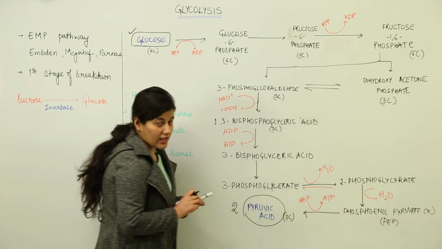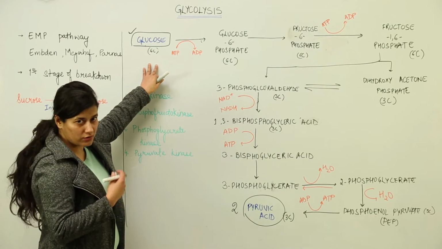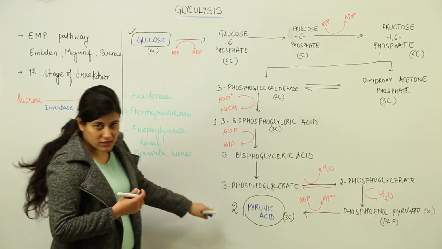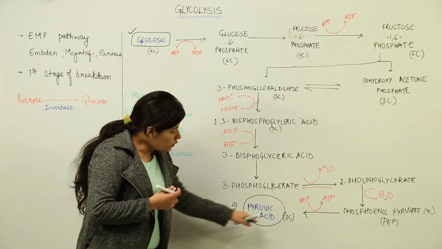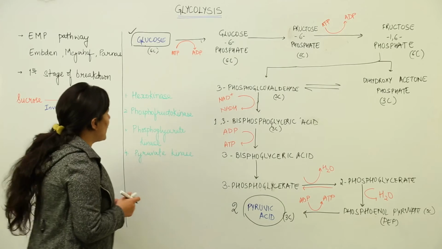I am repeating it again. Glucose is a 6-carbon compound. That is obvious from your knowledge of chemistry. By the end of this process, where different enzymes would be involved, we need to obtain 2 three-carbon pyruvic acid molecules. Alright. So what happens over here?